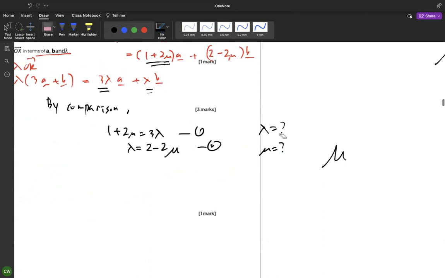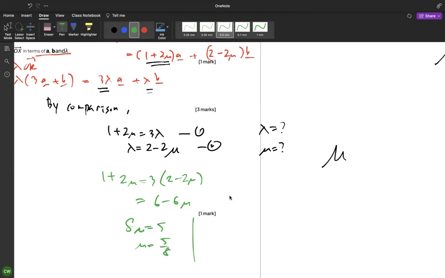Okay, let's come back here again. Can you get the answer? What is the value of lambda? Who can tell me the value of lambda? Mu, who can tell me the value of mu? 8 mu equals 5, so mu is 5 over 8. Correct. Minus 2, 5 over 8 again. How about this value? So what do you get? 2 minus 10 over 8 is 3 over 4. Also correct. Very good.